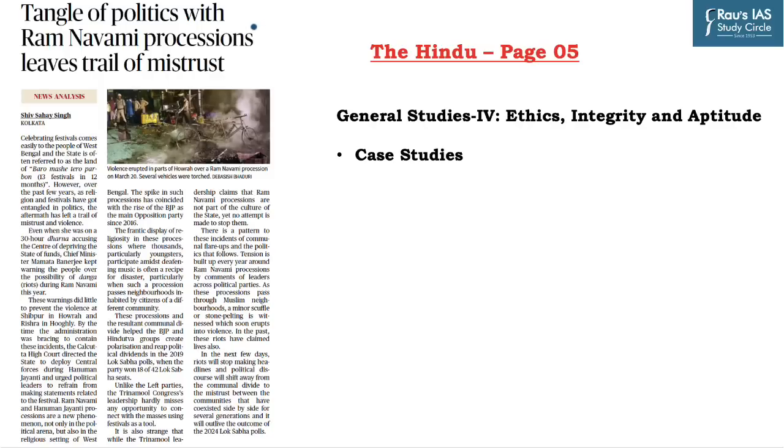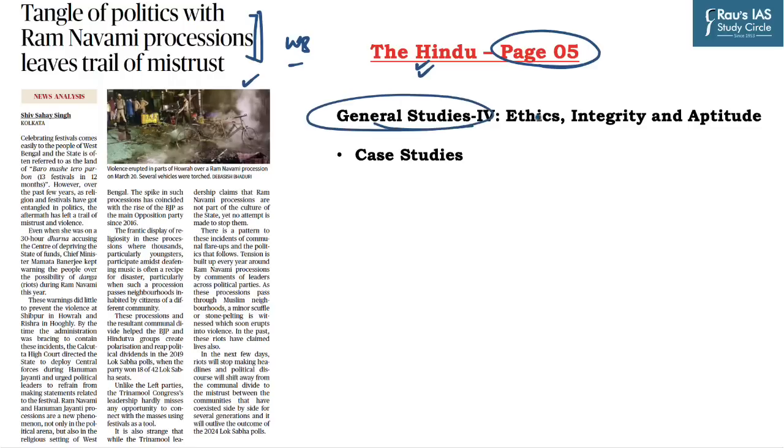Now moving on to the next article, which is based on this particular news, which has appeared on page number 5 in The Hindu. It basically talks about the religious riots which happened during a festival celebration in West Bengal. The context of this news is important for General Studies Ethics paper.